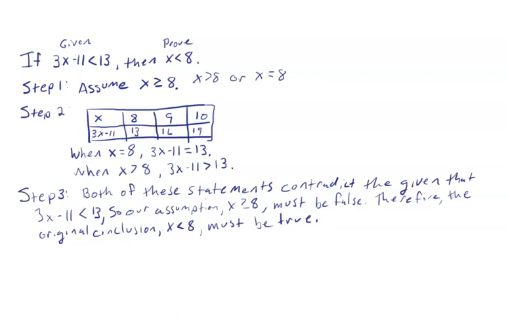That means that the assumption we made had to be false. So if it led to a contradiction, it led to a false statement, then the assumption itself must have been false. Therefore, the original conclusion, the only thing remaining, had to be true. And that's it. That's an indirect proof.